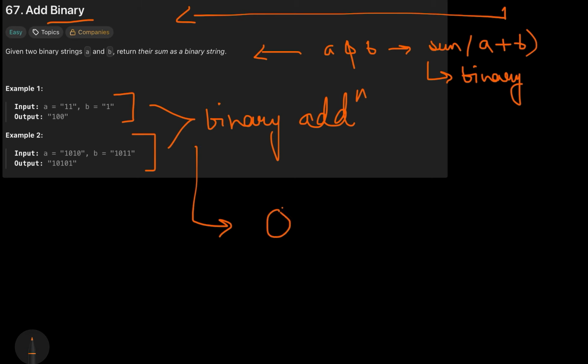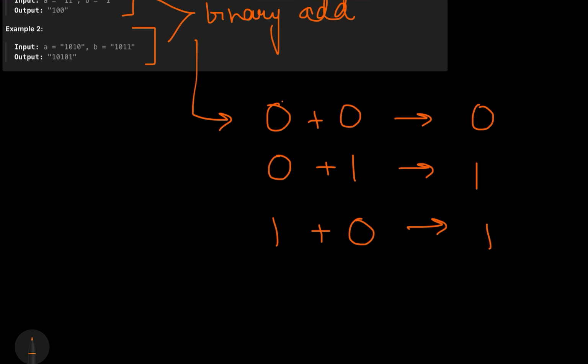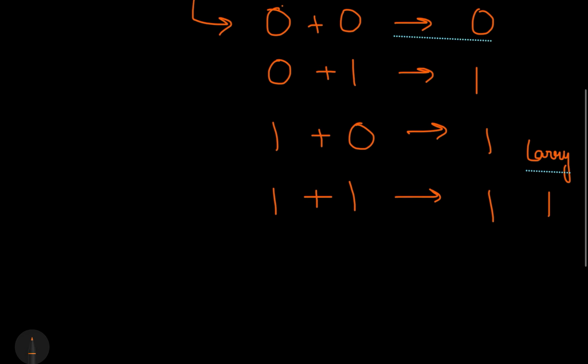Okay, and what happens in binary addition? Let's just quickly revise. If we add 0 plus 0, we get 0. If we add 0 plus 1, we get 1. If we add 1 plus 0, we get 1. And if we add 1 plus 1, we get 0 with a carry of 1.